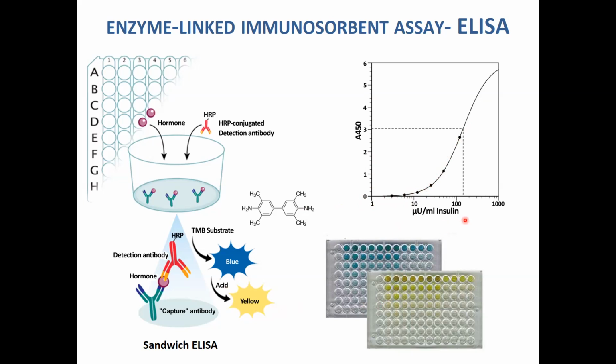Here in this example, I have insulin. As I increase the concentration of insulin, I get an increase in the absorbance. And if I want to read off an unknown, all I've got to do is measure the absorbance of the unknown, and I can read back and follow it back onto my standard curve.